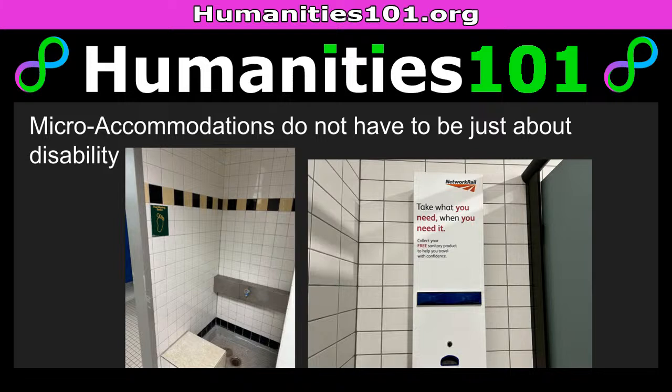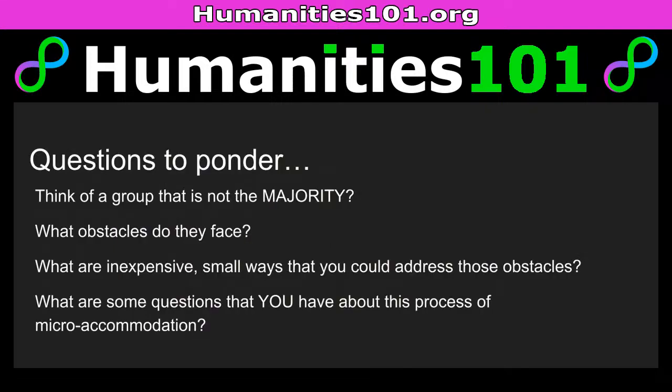On the right is an example of something that you see in a lot of bathrooms now, free sanitary products. That's a micro accommodation that I personally would like to see in all bathrooms, regardless of what is outside on the door, because this is something that you never know. And again, if you've grown up in the school shooting era, you know that there's more than one use for these products. So this is something just to get you thinking about some kinds of micro accommodations.